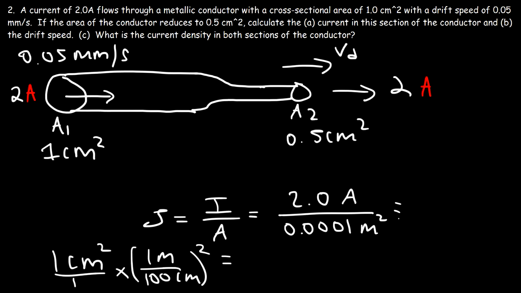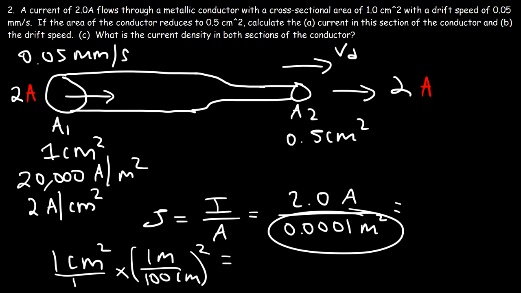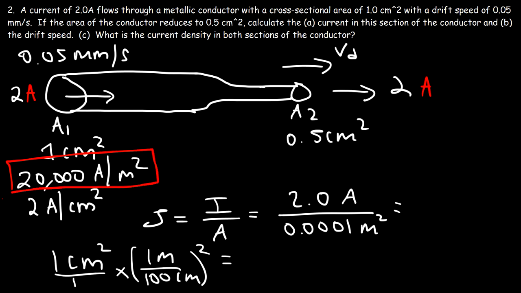So 2 divided by this value is 20,000 amps per square meter. You can also describe it as saying it's 2 amps per centimeter squared. So if you write 1 square centimeter here, you could do that, but just make sure to put the appropriate units. But I'm going to put it in the standard units, so it's 20,000 amps per square meter.